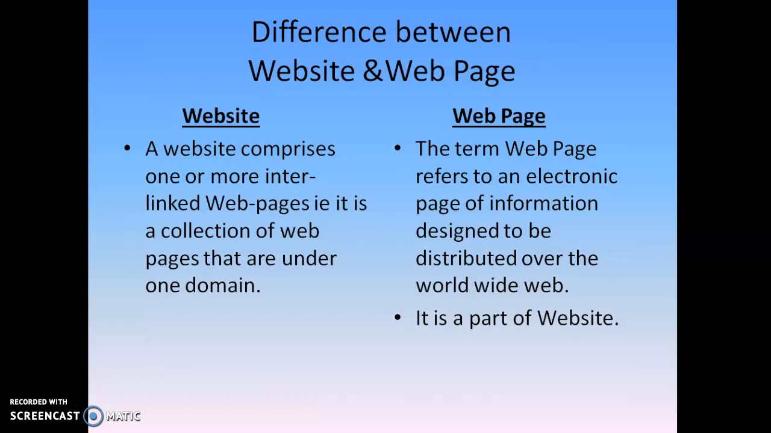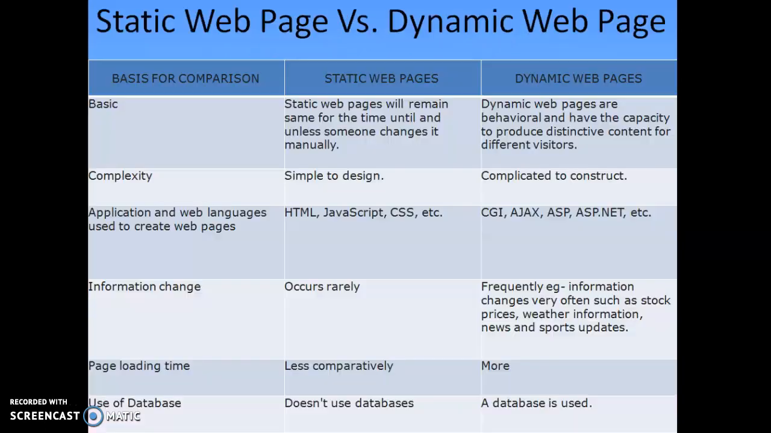So website, as I said, you can compare it with a book, means it comprises one or more interlinked web pages under one domain, and web page is an electronic page of information, and it is a part of website. Next difference we have is between static web pages and dynamic web pages.